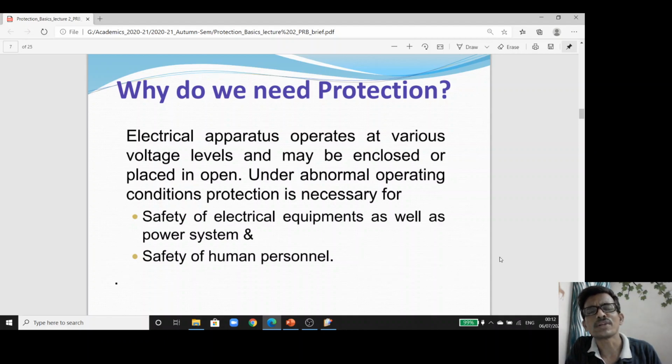Under such an abnormal condition, if we are not taking care, then it will damage the equipment of our power system. And you know, in our power system, the cost of our alternator and of each transformer is in crores of rupees. So if we are not taking care of our complete power system under such abnormal conditions, then there is a huge economic loss to our power system.